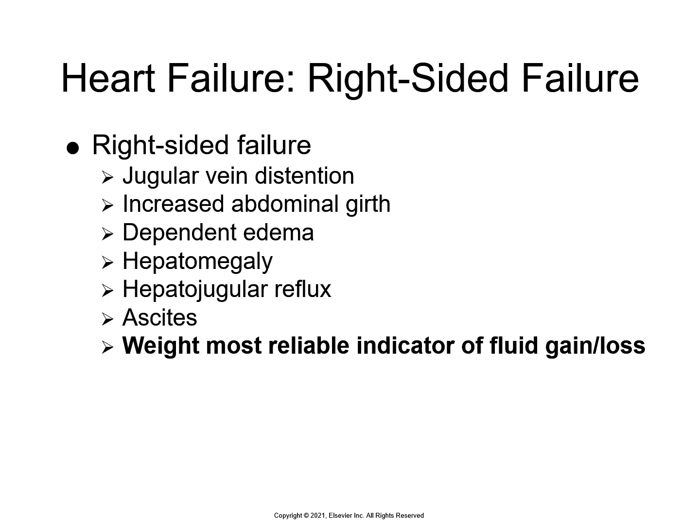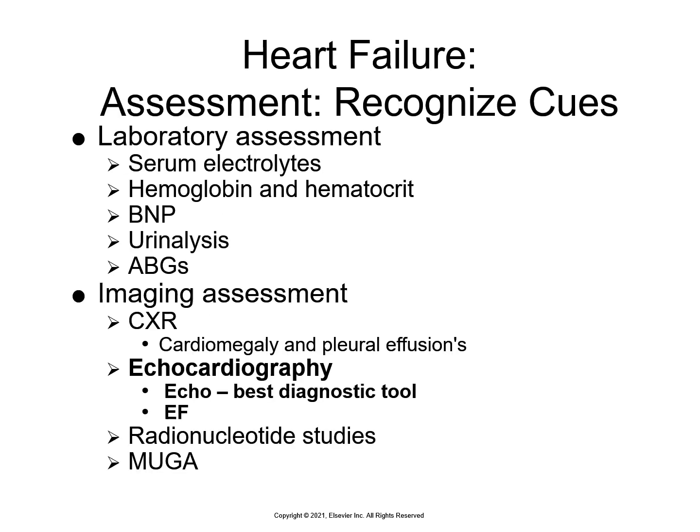What causes right-sided failure? Do you remember? Left ventricular failure will eventually cause right ventricular failure, an MI in that area, and the biggie is pulmonary hypertension. So when we're doing our assessment, we're going to recognize some cues that lead us to recognizing heart failure. Of course, you're going to do your lab assessments. You're going to particularly look at the serum electrolytes, paying attention to potassium. Hemoglobin and hematocrit, you're going to want to know their level for perfusion of the oxygen.